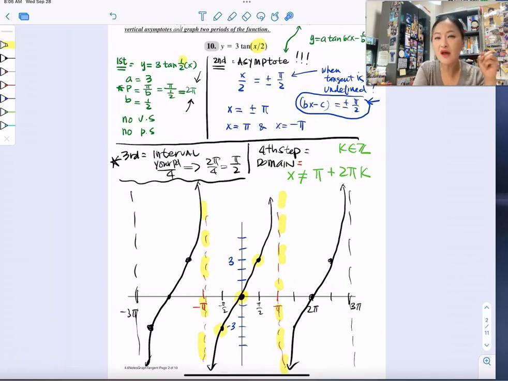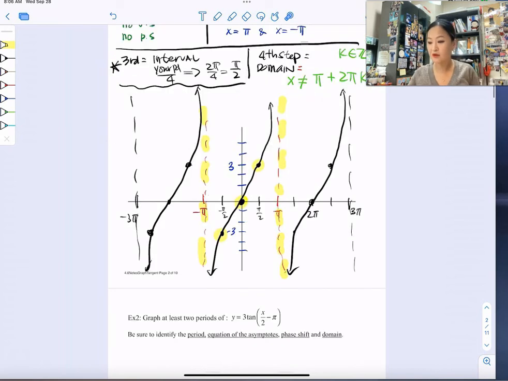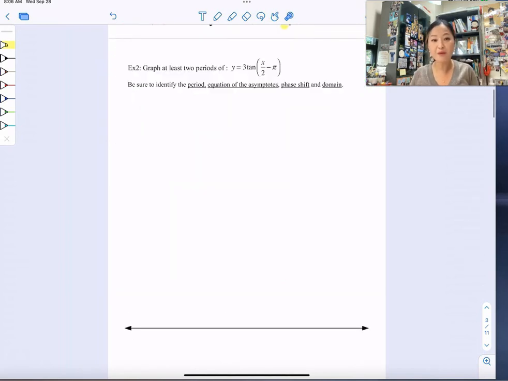Okay? All right, good luck with graphing number 10. Pretty simple. I'll show you the next one too. But you can try this next example on your own if you want to.